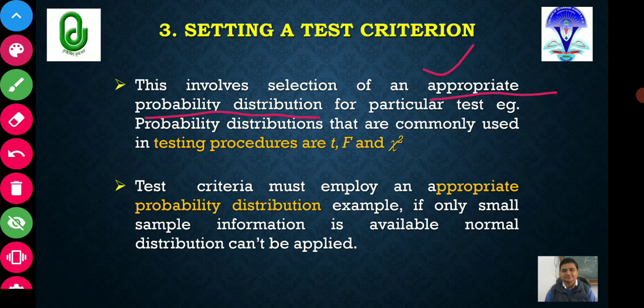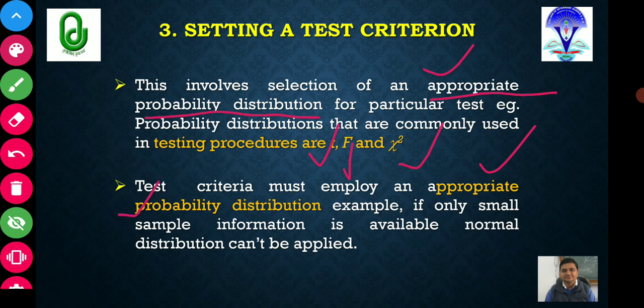Commonly used testing procedures are the T distribution, F distribution and chi-square distribution. Based on our experience and the observation we are dealing with, we have to decide which testing procedure to use. So the test criteria must employ an appropriate probability distribution.